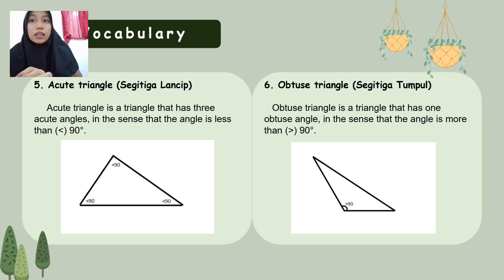Acute triangle is a triangle that has three acute angles, in the sense that the angles are less than 90 degrees. And next we have obtuse triangle. In Indonesian we say segitiga tumpul. Obtuse triangle is a triangle that has one obtuse angle, in the sense that the angle is more than 90 degrees.